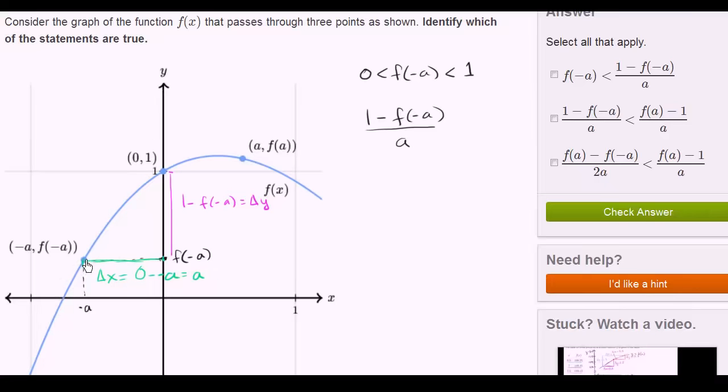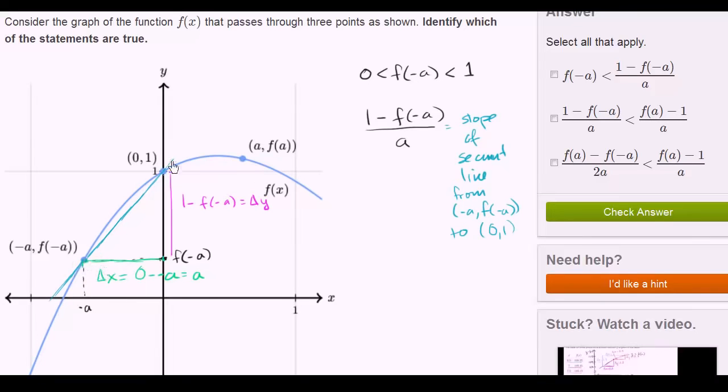So the secant line would look something like this. Slope of the secant line. So this right over here is the slope of the secant line from negative a, f of negative a, to 0, 1. So just looking at this diagram, what do we know about this slope? And in particular, can we make any statements about that slope relative to, say, 0 or 1 or anything like that? Well, let's think about what a line of slope 1 would look like.